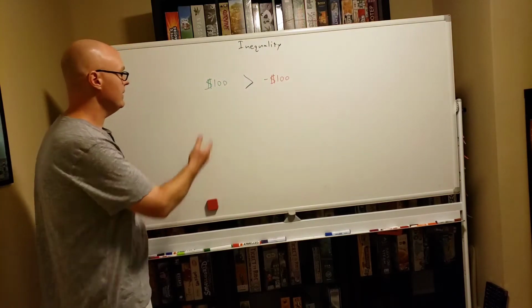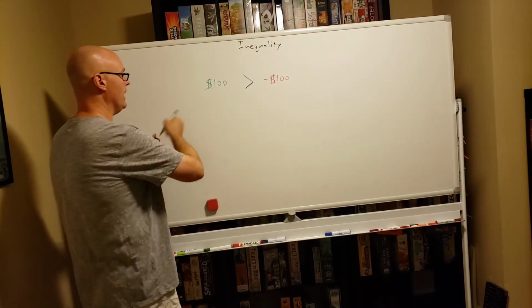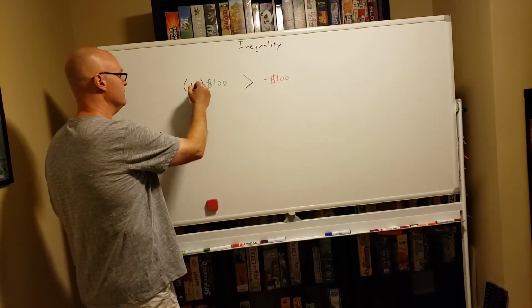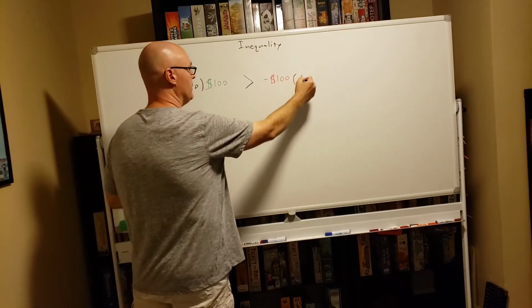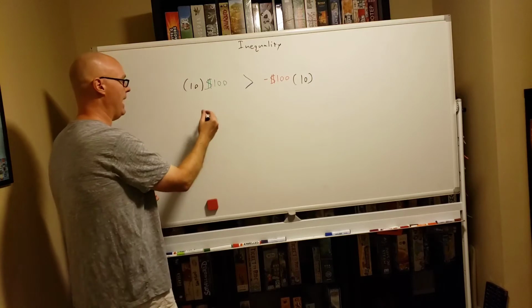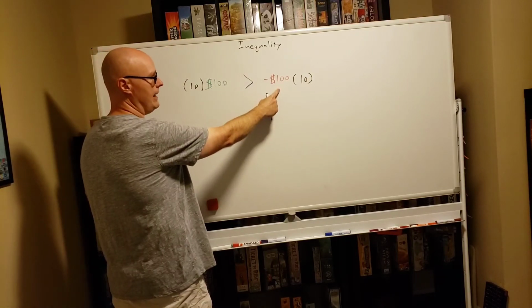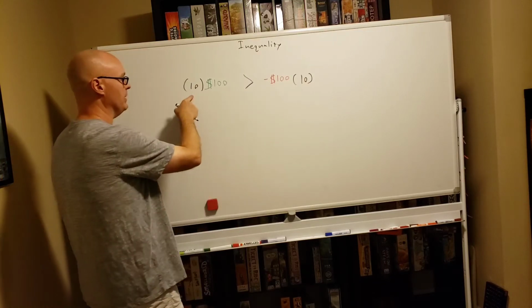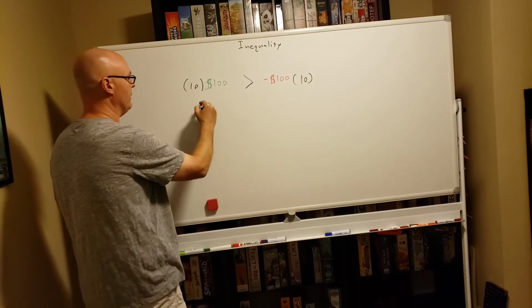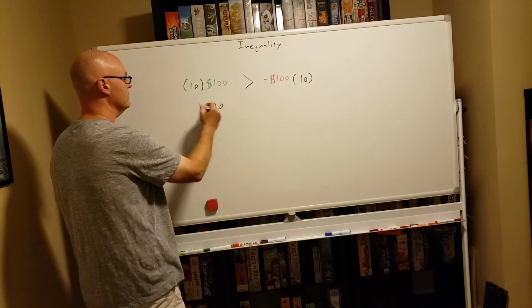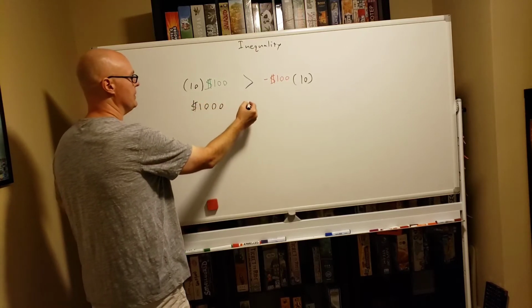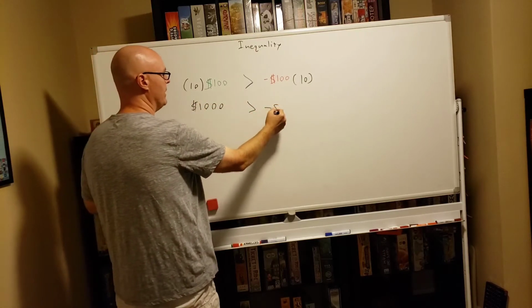Okay, so let's say I just multiply this by 10, that's the same thing as multiplying this by 10. So if I had $100 in my bank account, or I had $100 of debt, multiply them by 10, I'm going to end up with $1,000, which is still greater than negative $1,000.